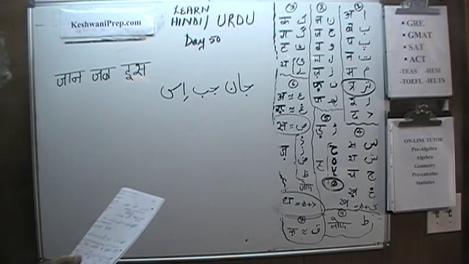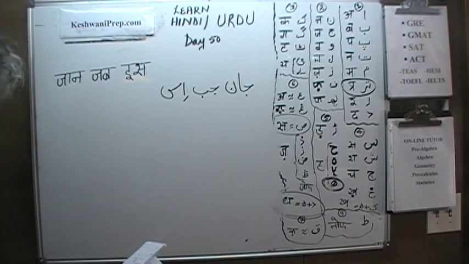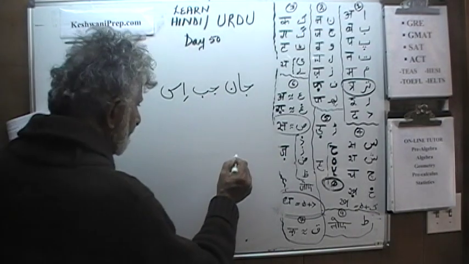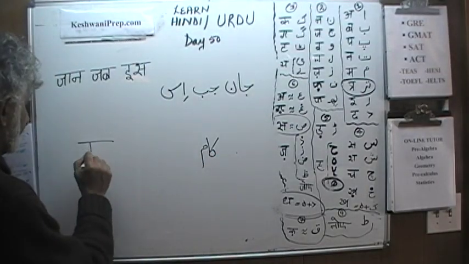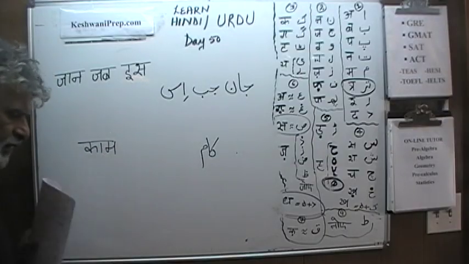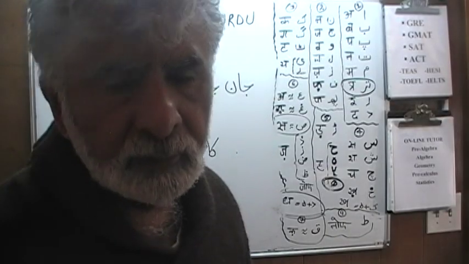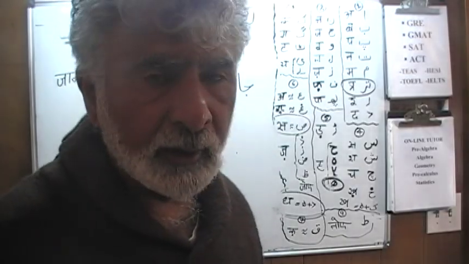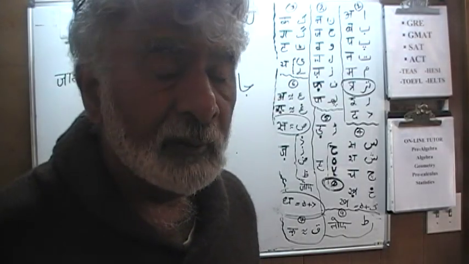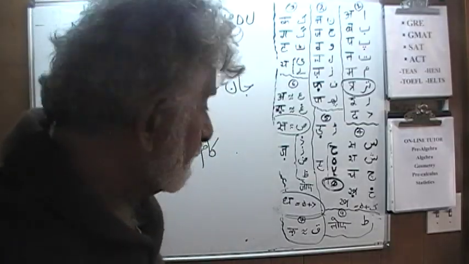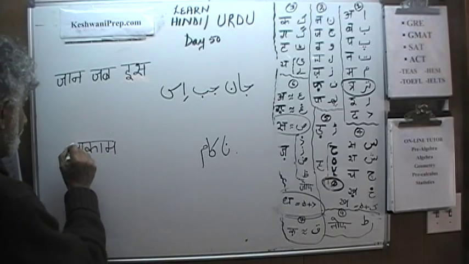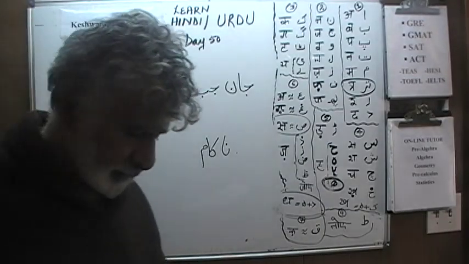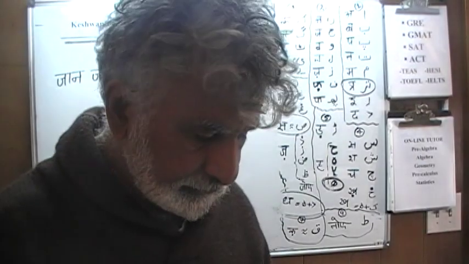Jaan jab is. The next word is the vocab word. Let's first learn the vocab word before we go any further. The word is this one. Let's do this one. Kaam. Simple, straightforward word. We know what kaam means. Kaam means work or something that works. Something that works, we say kaam karta hai. Kaam karta hai means it works. If something does not work, we call it nakaam.